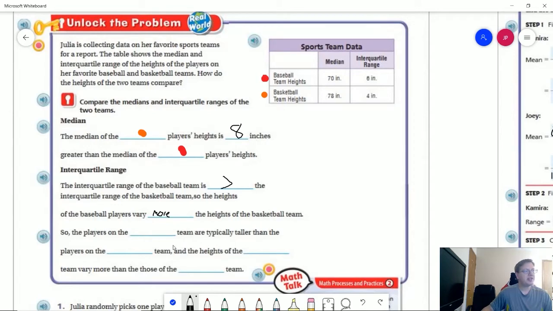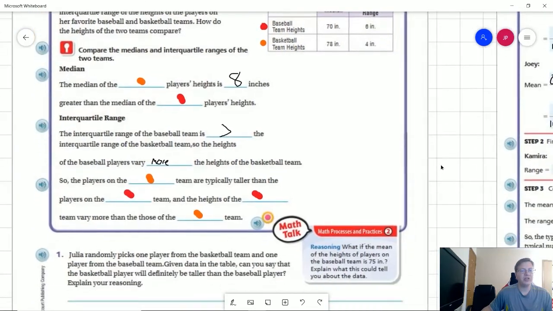So the players on the basketball team are typically taller than the players on the baseball team, and the heights of the baseball team vary more than the heights of those on the basketball team. And so this is the big takeaway of what we can say that this data represents. And so as we move down the page a little bit, we have a follow-up question.